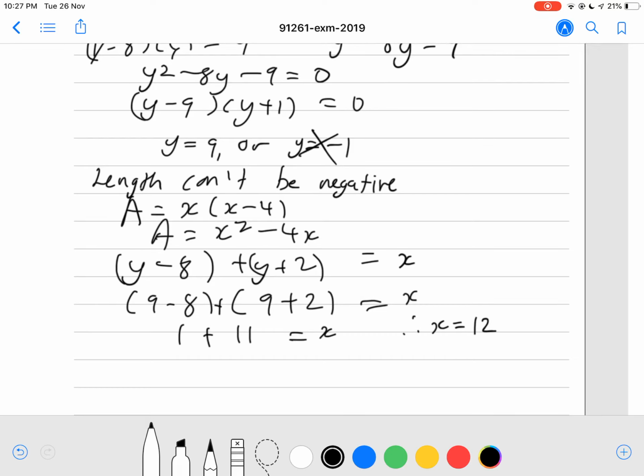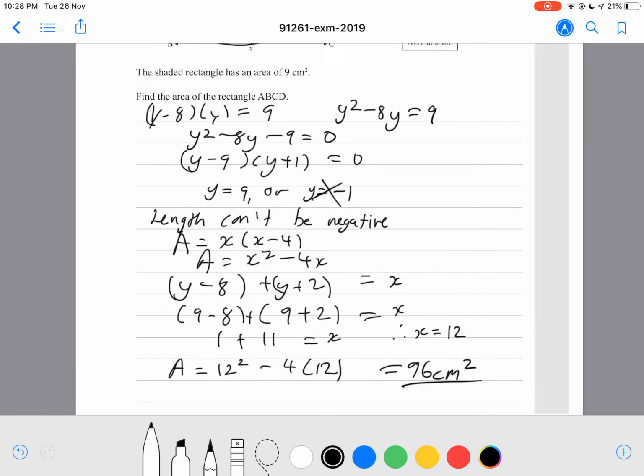And if x equals 12, we can find our formula for our area. So A equals 12 squared minus 4 times 12. If you plug this into your calculator, you should get your answer as 96, if I'm not mistaken. So 12 squared minus 48. Yep, that gives you 96 centimeters squared as your answer.